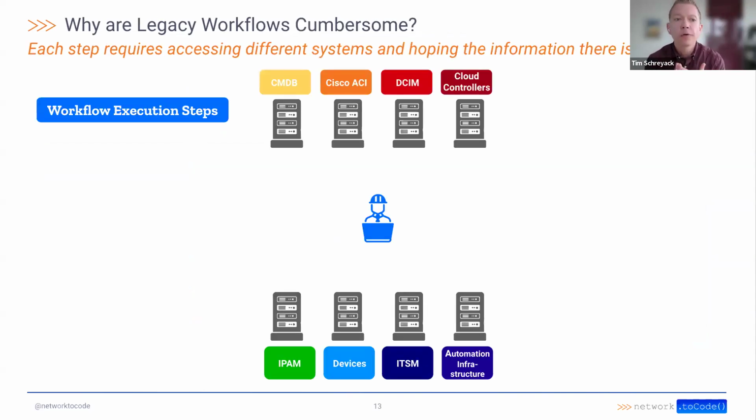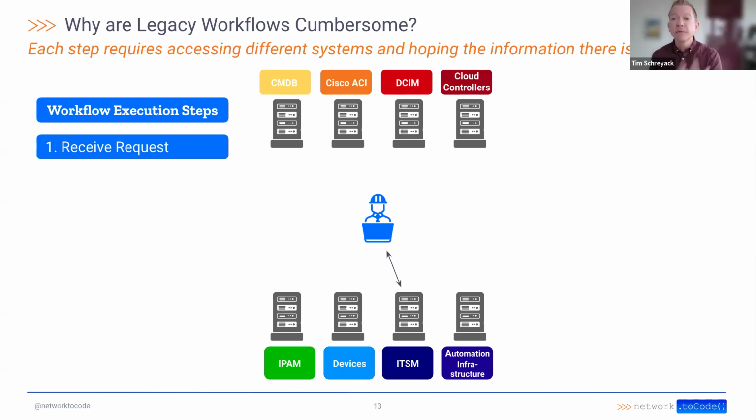Now, why are these so cumbersome? Let's take a look at that. Each step requires access to different systems and then hoping the information there is correct. This is really common. We often will have multiple sources of truth in our environment, and quite often, they will not agree. So let's go through a simple example. An engineer gets a request, but to complete it, they have to spend quite a bit of time logging in and out of multiple systems.